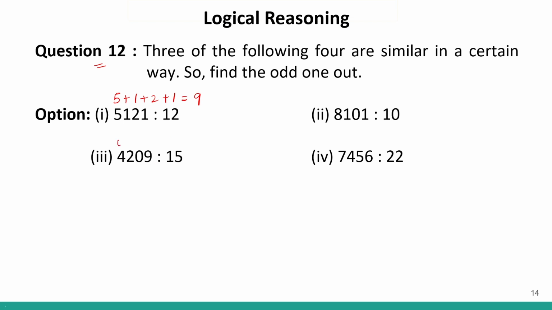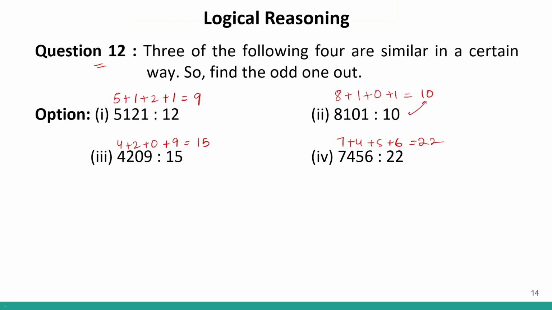Okay. If I sum this, 4 plus 2 plus 0 plus 9. So 9 plus 4 will be how much? 13, and 13 plus 2 will be equal to 15. Similarly, if I sum this, 8 plus 1 plus 0 plus 1, I'll get 10. And 7 plus 4 plus 5 plus 6, so 6 plus 4 will be 10, and 7 plus 5 is 12. So 10 plus 12 will be 22.